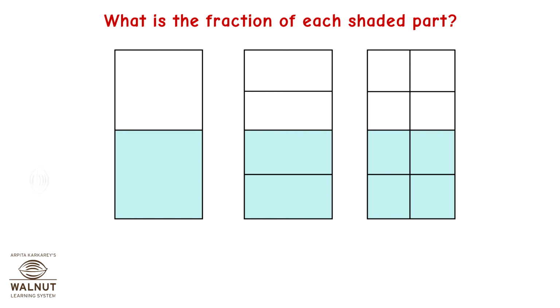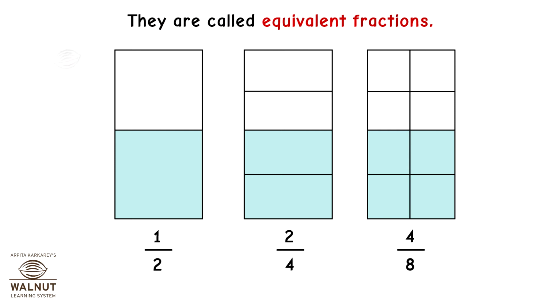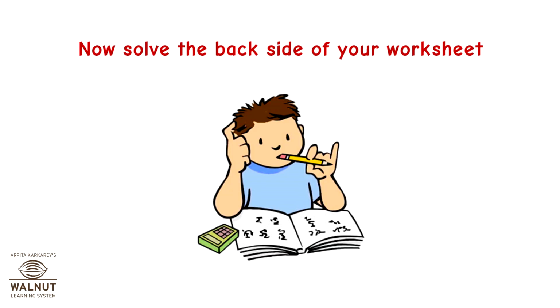What is the fraction of each shaded part? The first one is 1 by 2. The second one is 2 by 4. The third one is 4 by 8. That means all these fractions are equal. They are called equivalent fractions. Equivalent means equal. Now solve the back side of your worksheet.